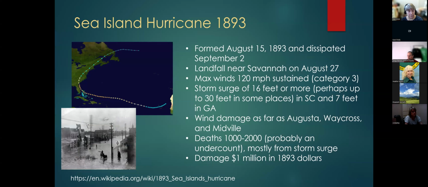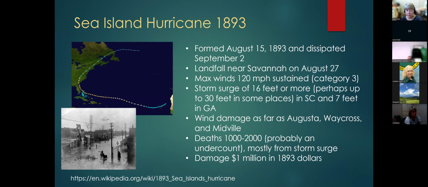So here's an example of one storm in Georgia that caused a lot of problems from storm surge. This is the Sea Island hurricane of 1893. It formed, you can see it's a very typical late August kind of storm, off the coast of Africa, moved all the way across the ocean, just skirted the edge of the Florida Peninsula, came on shore right near Savannah, and then moved on off to the northeast, following that very typical curve that we get when it's going around the subtropical high. It made landfall around August 27.